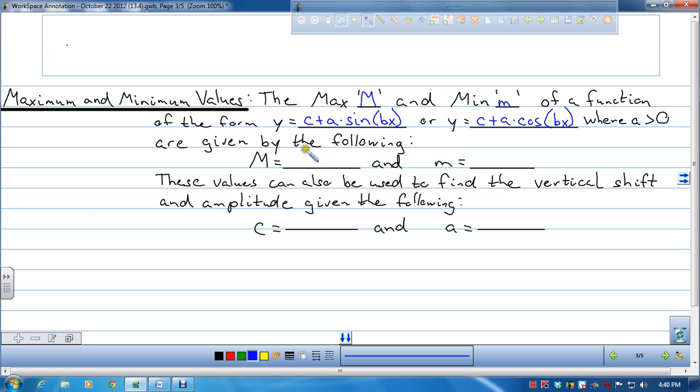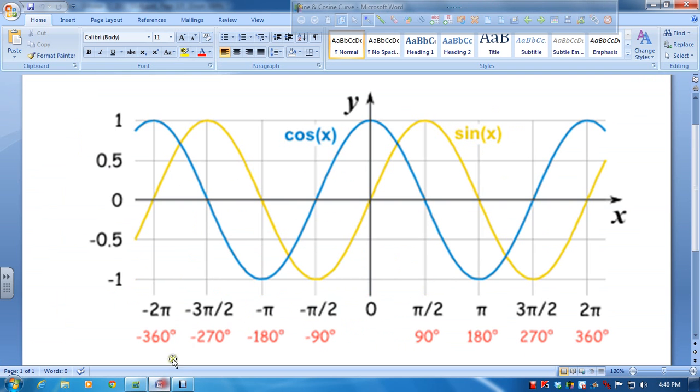The maximum will simply be whatever that vertical shift was plus whatever that change in amplitude was. Okay. The minimum will be whatever that vertical shift was, because that vertical shift will move the center of the graph up or down. So to get the minimum, I'll subtract that amplitude. So look real quick at this graph. What a vertical shift will do is take the whole graph and move it up. Okay, so what it does is it changes the center.